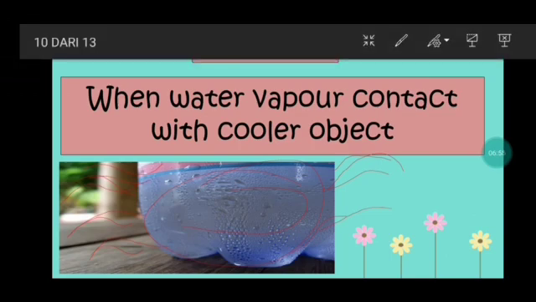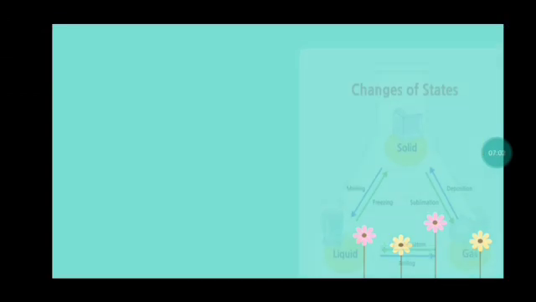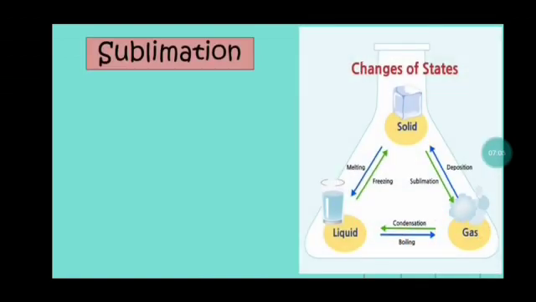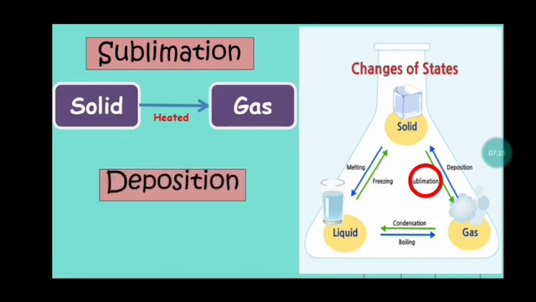And then the next change of state is sublimation, menyublim. Okay, you can see sublimation, the green arrow. So this is from solid into gas. Solid into gas, of course, the process is by heating. The solid can be changed into gas if it is heated. Dipanaskan.